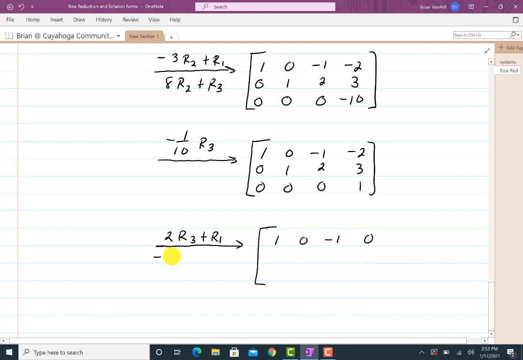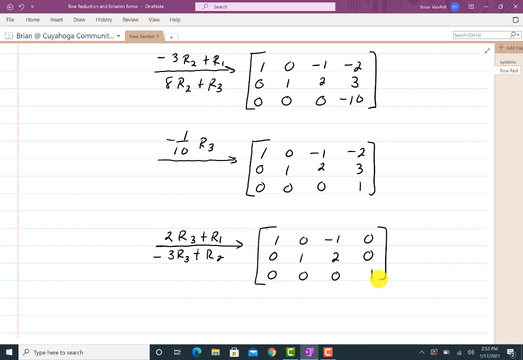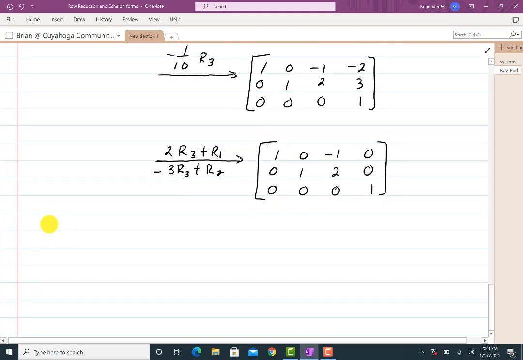And at the same time, I will do -3R3 plus R2. And what we have then is the completed form. Let's take a look and make sure. We already know about the echelon form. We've got the leading non-zero terms going down in a stair-like fashion. But then let's just make sure that each leading non-zero term only has one non-zero entry in its column.